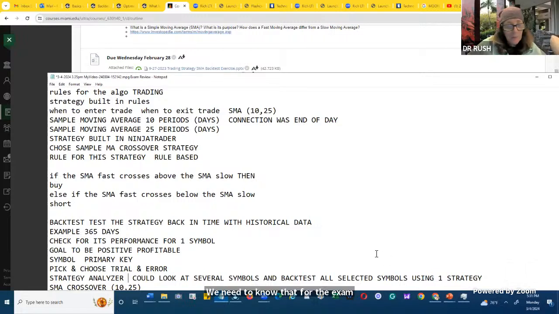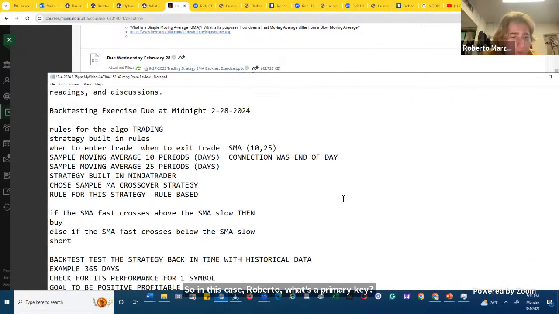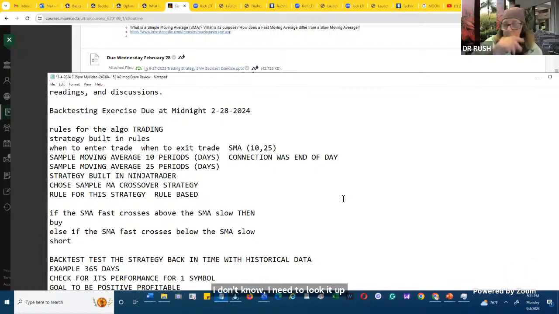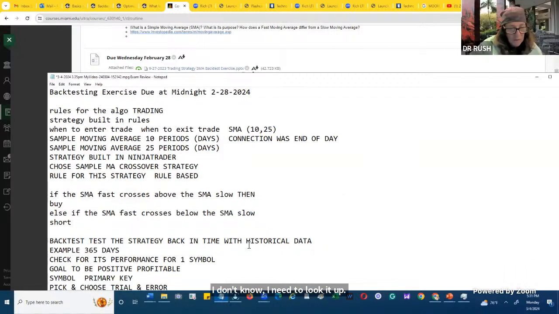So in this case, Roberta, what's a primary key? I don't know. I need to look it up. Right. Isn't that great? And you all need to look it up, because guess what? It's going to be on the exam. And if you don't know what it is, you're in trouble. So look it up. You can look it up with the Wiley, you can look it up with anything. What do we mean by primary key?